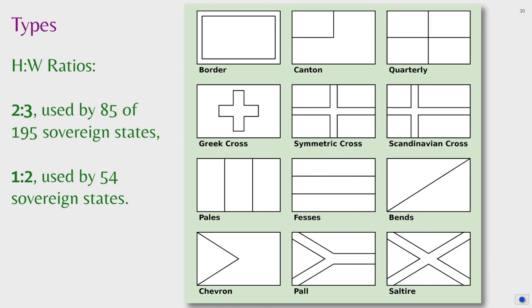National flags tend to be rectangular. A ratio of 2 to 3 is most common. And here is some terminology to describe common patterns. The 2-3 ratio is used by 85 of 195 sovereign states. 1-2 is the second most popular, used by 54 sovereign states.